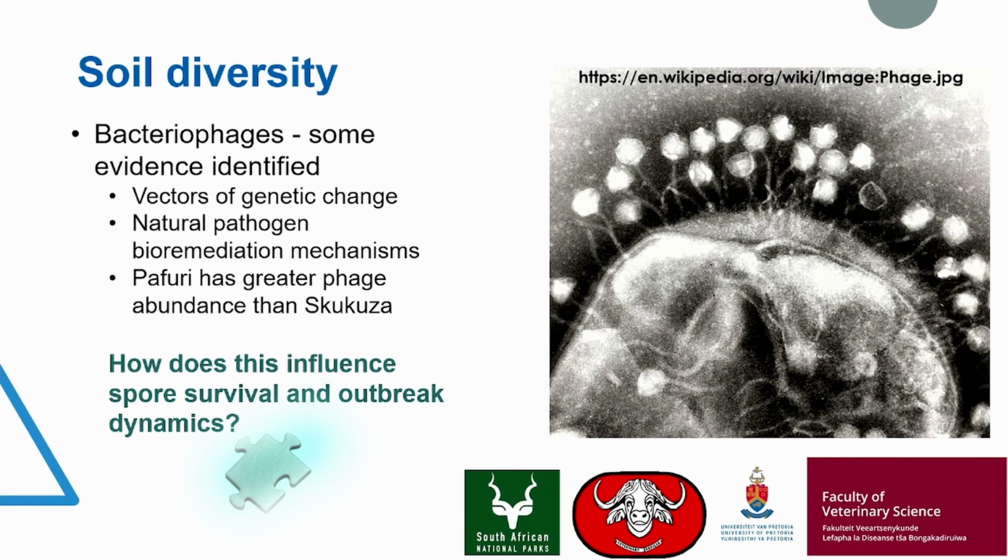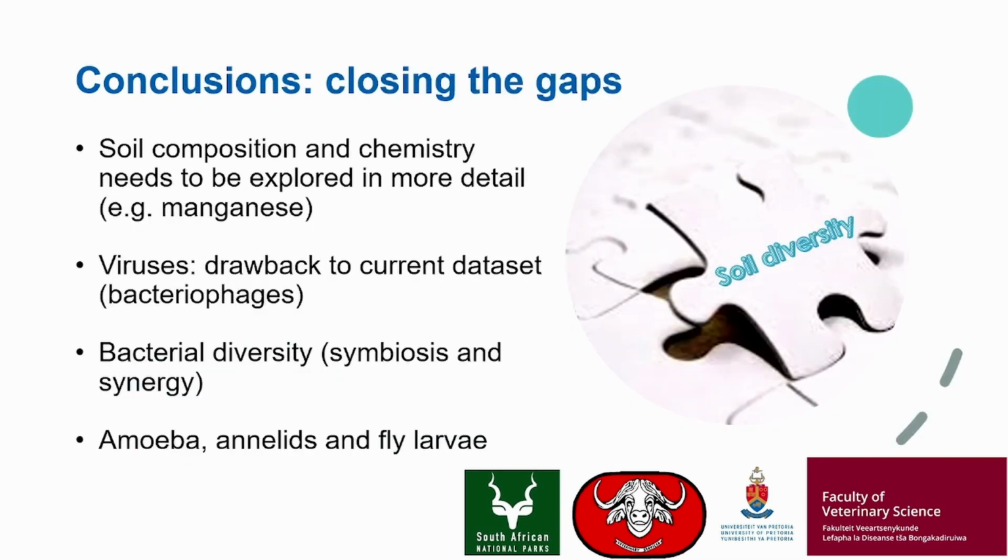So what we'll have to do is look deeper into bacteriophages. Are those that occur in Skukuza more lytic prone than those in Pafuri? So once again, how does this influence spore survival and outbreak? Then the conclusion: are we closing the gaps? It feels like we're opening the gaps, but I think that is normal with any science.